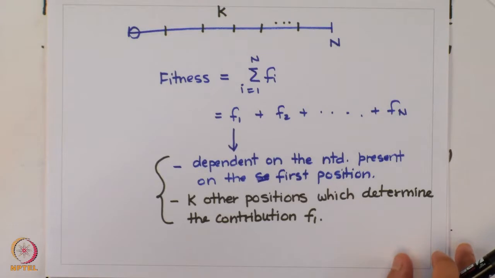What happens when I choose k to be equal to 0? Think about this special case for a little bit. We are saying that the fitness contribution of a particular nucleotide is dependent on what nucleotide is present at that location that I am talking about. So, if I am talking about the contribution of the first nucleotide, it obviously depends on what that first nucleotide is, is it a 0 or is it a 1, plus it is also dependent on k other nucleotides which could be present elsewhere on the chromosome.